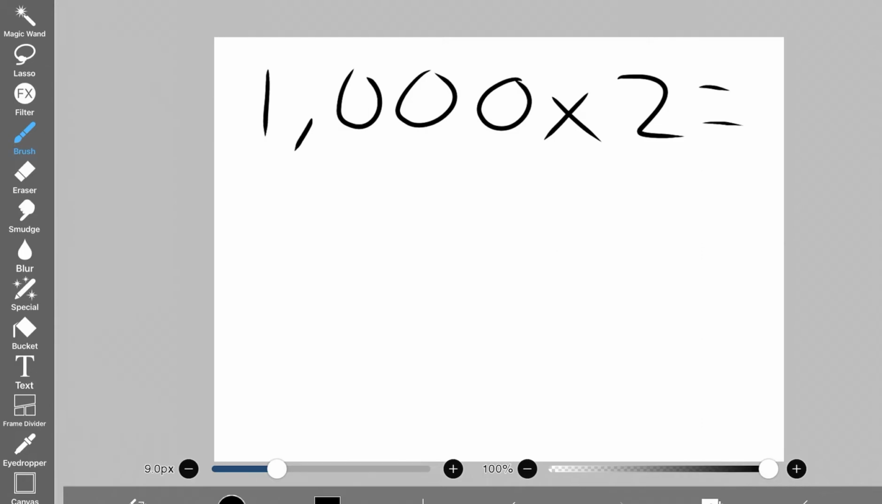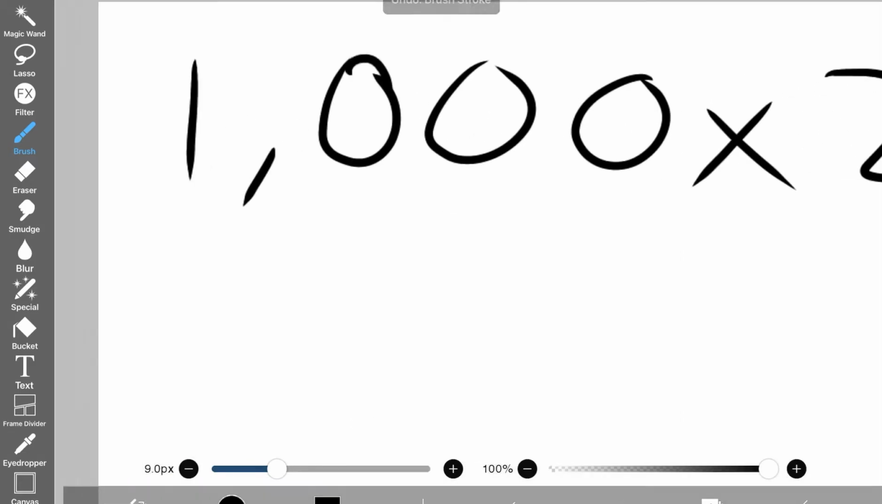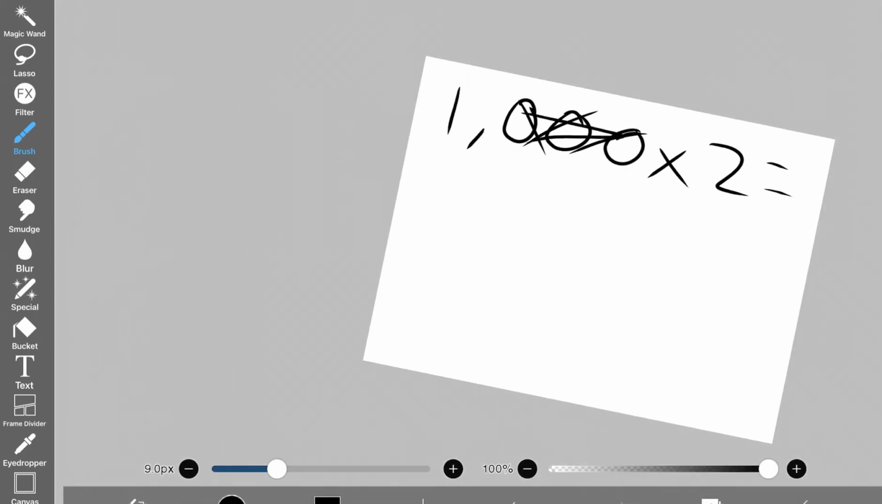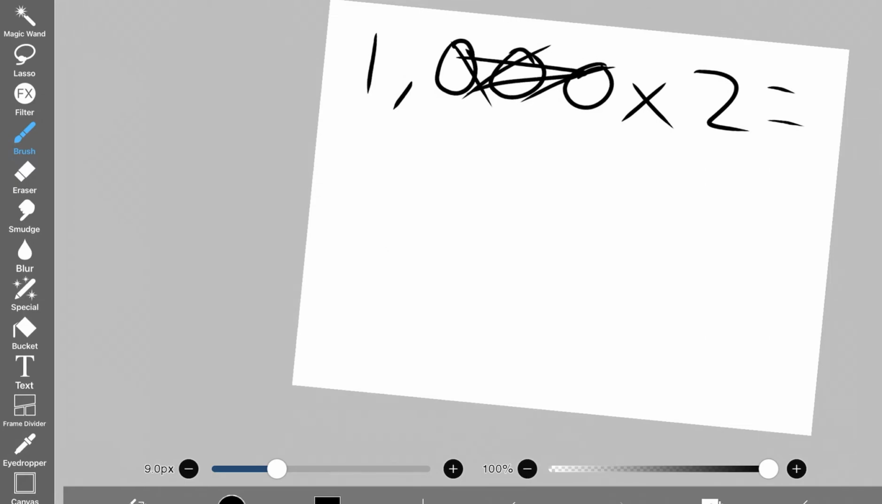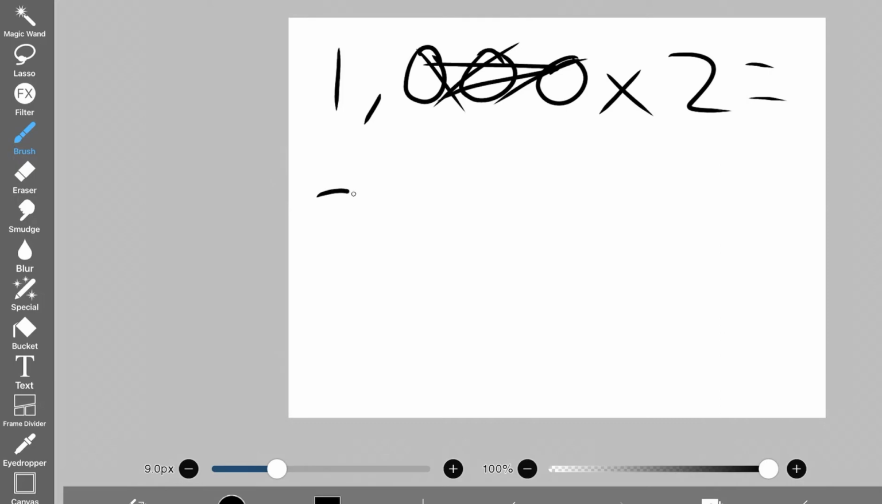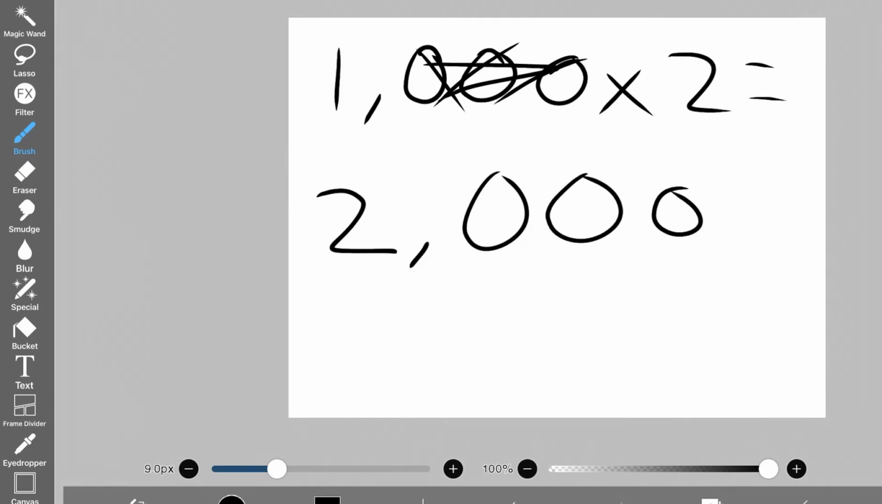If you are multiplying by any number and one of the digits has zeros in it, like the 1,000, it has 3 zeros. So what we can do is we can just cancel out the zeros for now, pretend like they're not even there. 1 times 2, we know that whenever we are multiplying by 1, the answer is always the other number, which in this case would be 2, and then we can add the zeros back. So now pretend like we never even crossed these out. So 1,000 times 2 is 2,000.